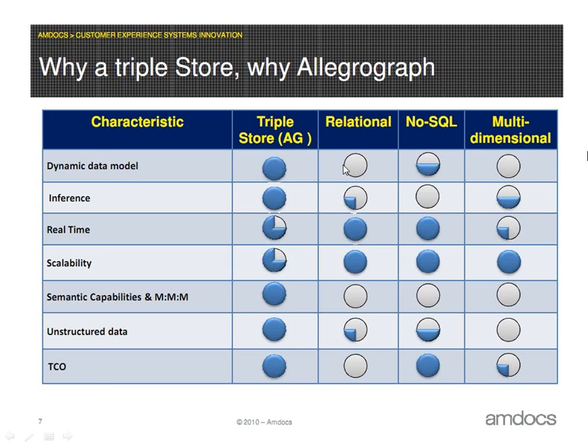Relational databases, it's hard to add new relationships on the fly. Something like Teradata, it's really hard. Only NoSQL databases can do it a little bit. We can do inference. Yeah, no other technology can do the inference. Very much real time. Relational database and NoSQL are probably still slightly better, but we're very good at it right now. Scalability, semantic capability is something that no other database has. Dealing with structured, unstructured data is also better in a graph database or Triple Store than any other database. And the total cost of ownership for MDocs was lowest for a Triple Store or a NoSQL database.